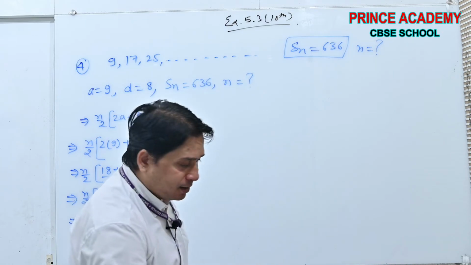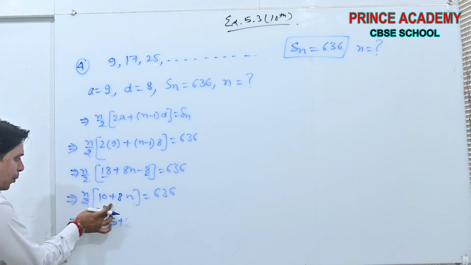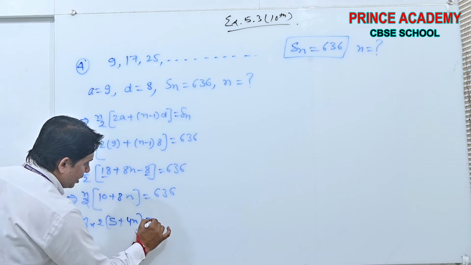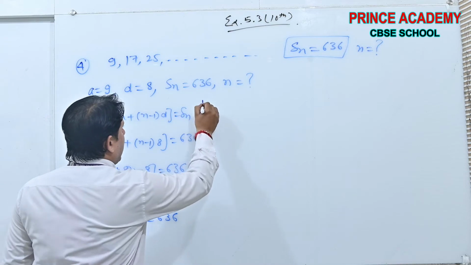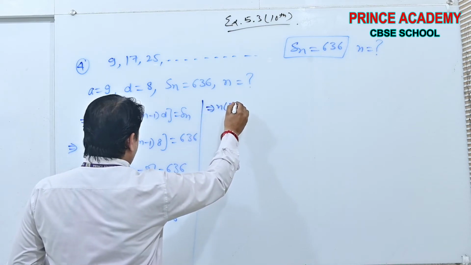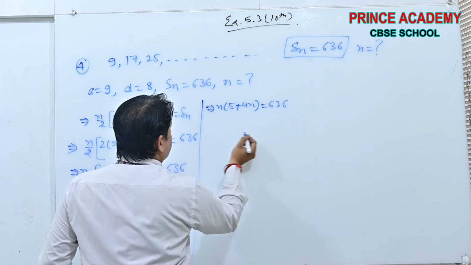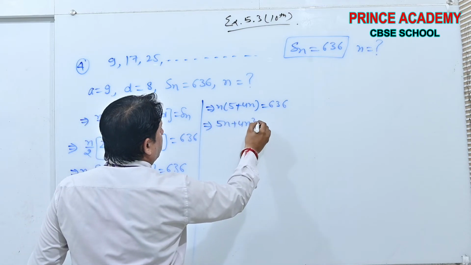Okay? Done. Now see. It is 8. If you take 2 common from here, 5 and 8n, it will be 5 plus 4n, and N is equal to 636. 2 will cancel 2. Now I am writing here, beta. You will get N into 5 plus 4n is equal to 636. Now multiply: 5n plus 4n square, shift like this.